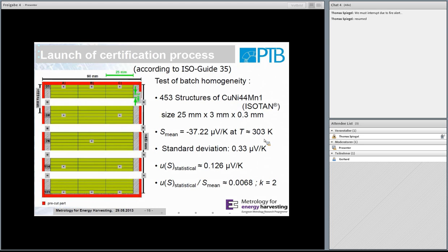303 K. Then we calculate the standard deviation, which amounts to 0.33 microvolts per Kelvin, with a statistical variation of 0.126 microvolts per Kelvin, which gives a relative statistical uncertainty of 0.7%. So we can say this is a really homogeneous material, and we can go on in the certification process.